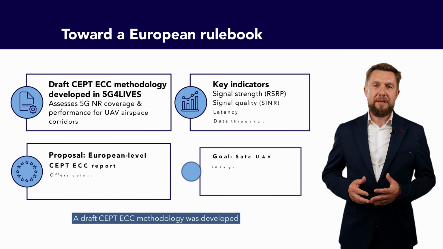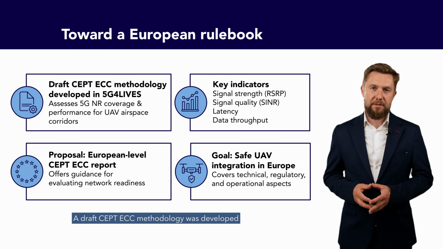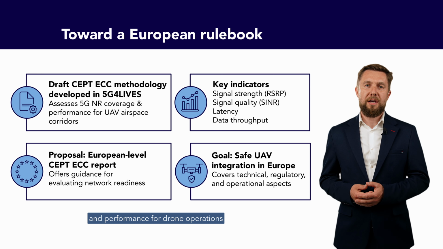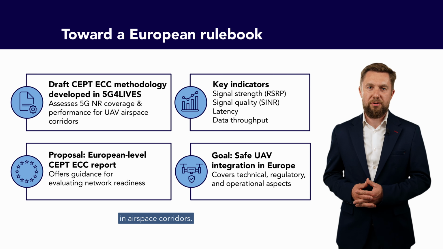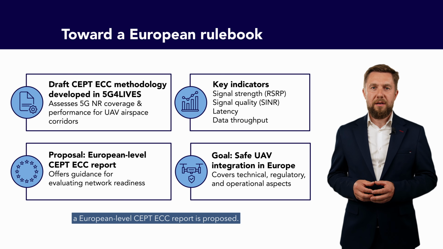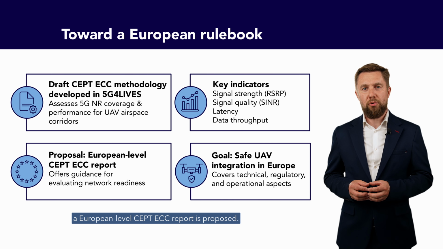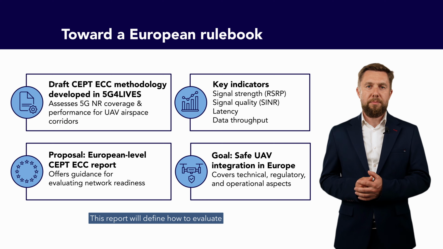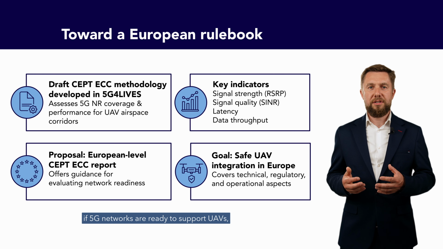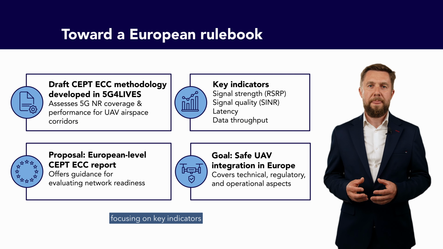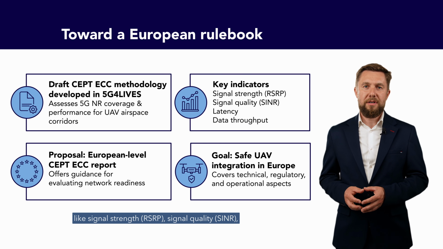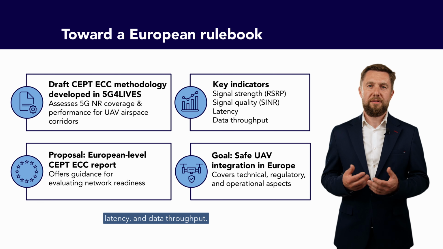A draft CPT-ECC methodology was developed in the 5G for Lives project to assess 5G new radio network coverage and performance for drone operations in airspace corridors. To provide practical technical guidance, a European-level CPT-ECC report is proposed. This report will define how to evaluate mobile networks to determine if 5G networks are ready to support UAVs, focusing on key indicators like signal strength, that is RSRP, signal quality, SINR, latency, and data throughput.